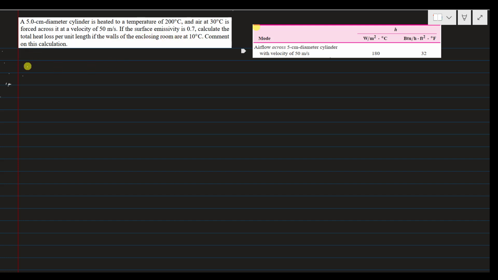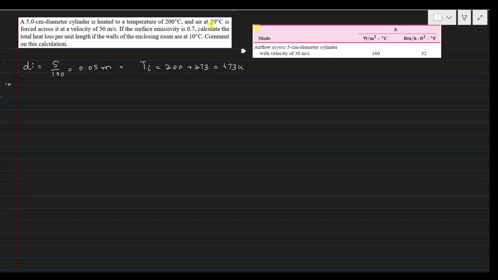So what is the diameter? The diameter of the pipe provided is 5 cm, divided by 100 to convert into meters, and you will get 0.05 meter. Next, the temperature at which it is heated, that is Ti, is 200 centigrade. Convert into Kelvin, so add 273, and you will get 473 Kelvin.